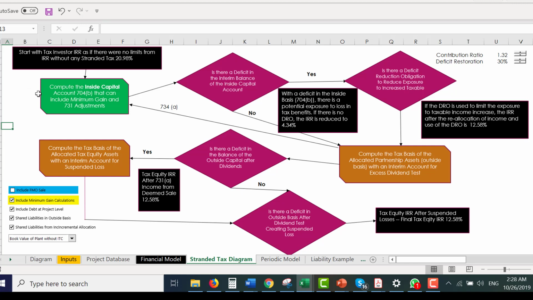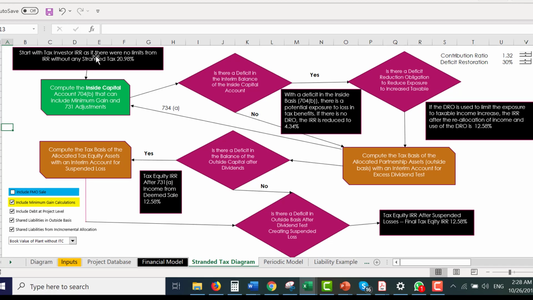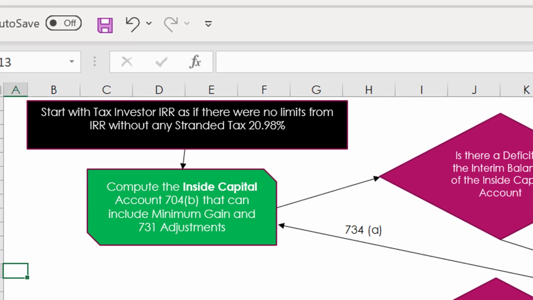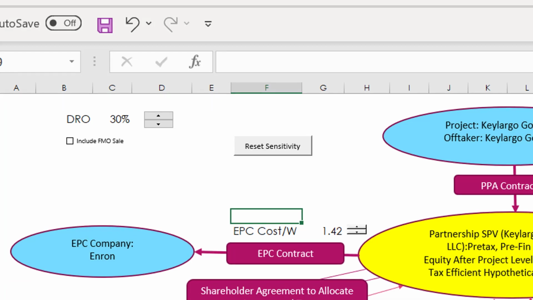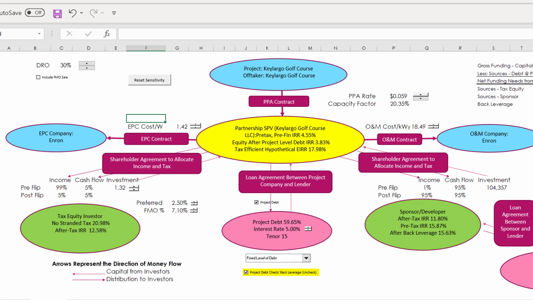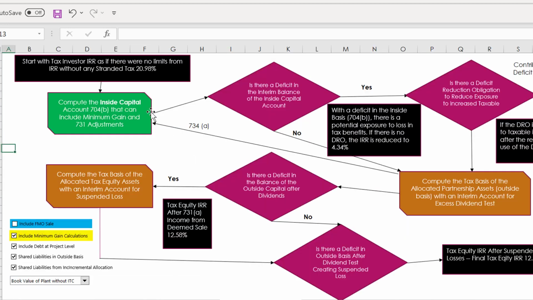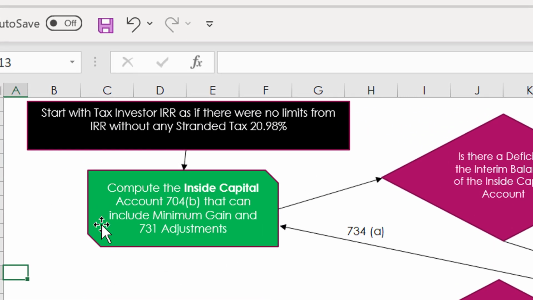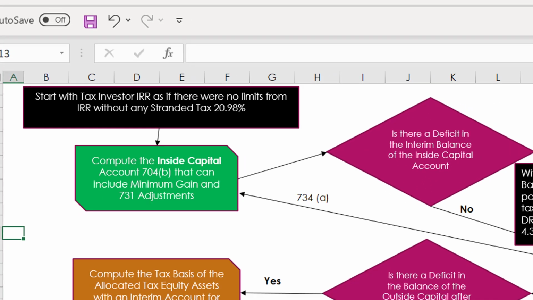What you do is you start with some. Pretend that this tax investor is just getting the regular old 20.98. And then you have to first compute this capital basis, this thing called the inside capital, which is how much capital you have invested in the project. And there are these absurd rules about exactly what you're allowed to put in it and what you're not allowed to put in it.